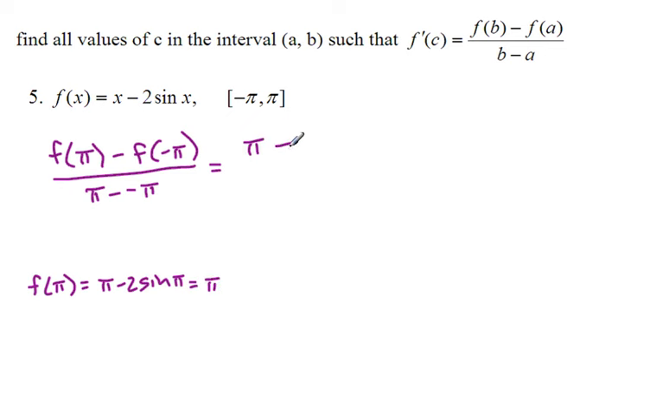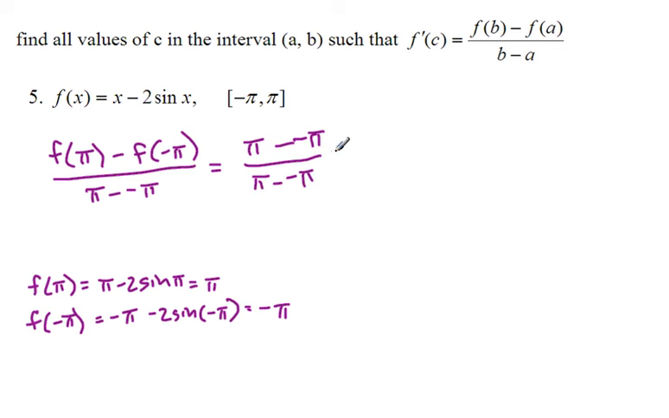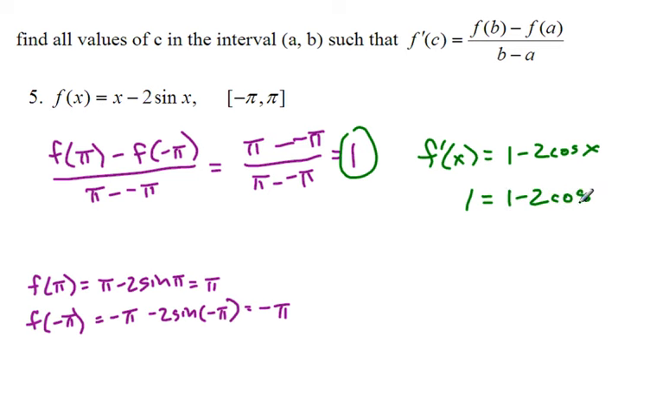So up here I get pi. And f of negative pi equals negative pi minus 2 sine of negative pi. Well, sine of negative pi is also 0, so that just becomes negative pi. And very quickly I see that I have the same thing on top and bottom, and so my average rate of change is 1. I'm ready to go on to the derivative. f prime of x is simply 1 minus 2 cosine x. And I'm interested in when it equals this value. So 1 equals 1 minus 2 cosine x. Subtract 1 from both sides, and I get 0 equals negative 2 cosine x.